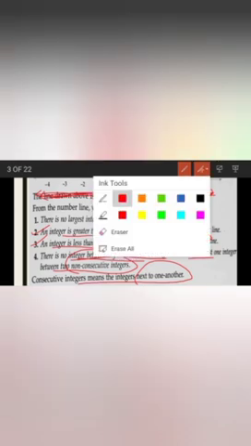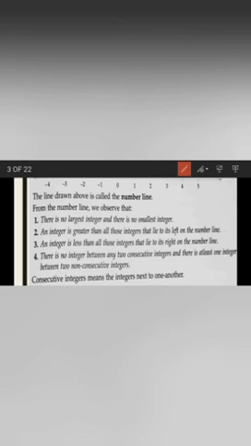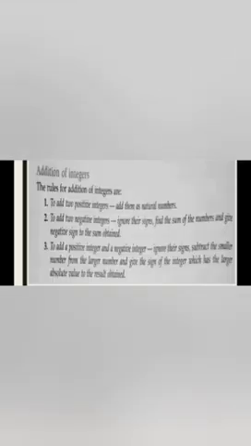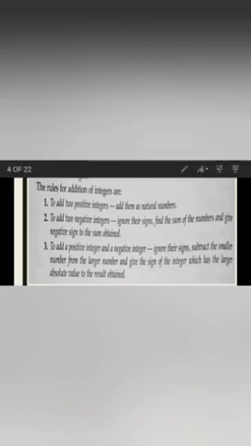So now next, come to next slide. So now we will learn how to add the integers. So in previous class you learned how to add any two positive integers. There are positive integers and negative integers. So first, how to add two positive integers? To add two positive integers, we will add like natural numbers.